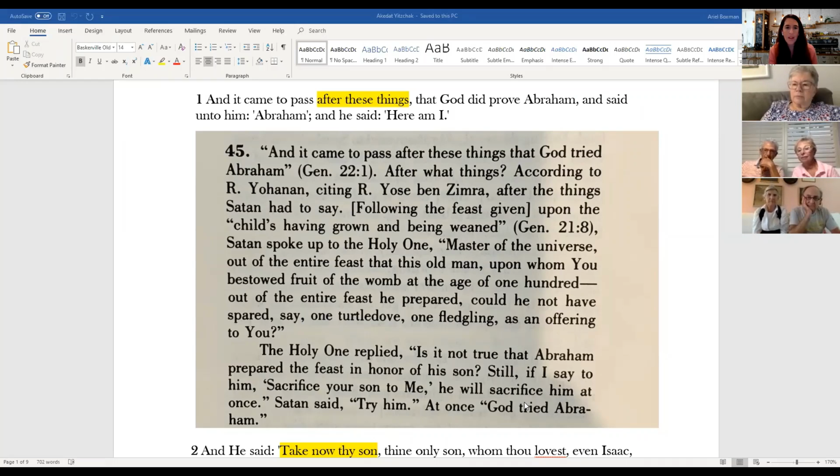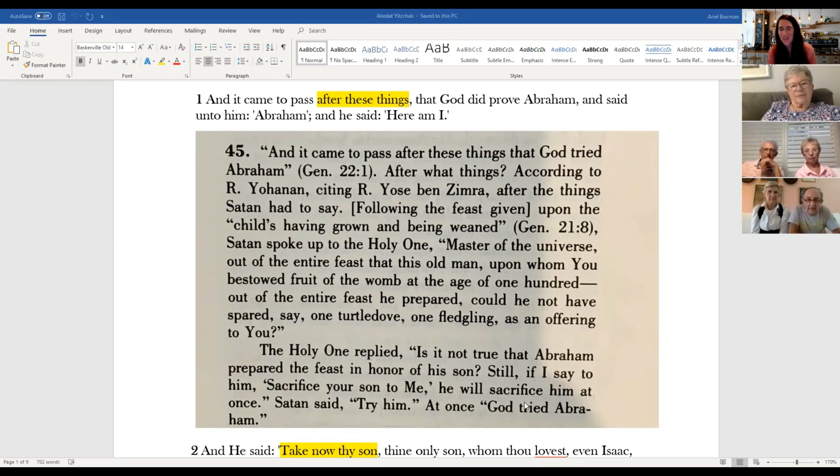So Satan had to say, following the feast given upon the child having grown and being weaned. Okay, so when the child has grown and been weaned, usually in Jewish tradition that's at 3 years old. So this is assuming that there was a big celebration when Isaac turned 3. Satan spoke up to the Holy One, to God, Master of the universe, out of the entire feast that this old man, upon whom you bestowed fruit of the womb at the age of 100, out of the entire feast he prepared, could he not have spared, say, one turtle dove, one fledgling as an offering to you?